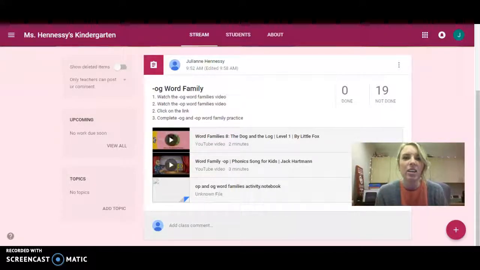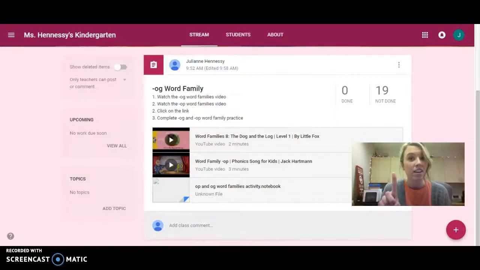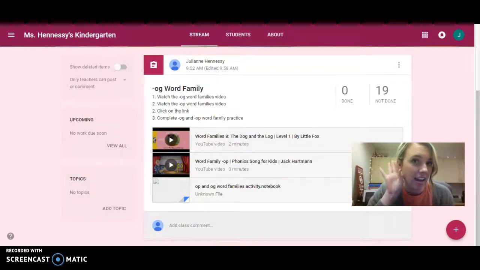Today we are going to be working on our word families. And we know that word families have two special things about them. First, they sound the same at the end of their word. And second, they look the same at the end of their word too.